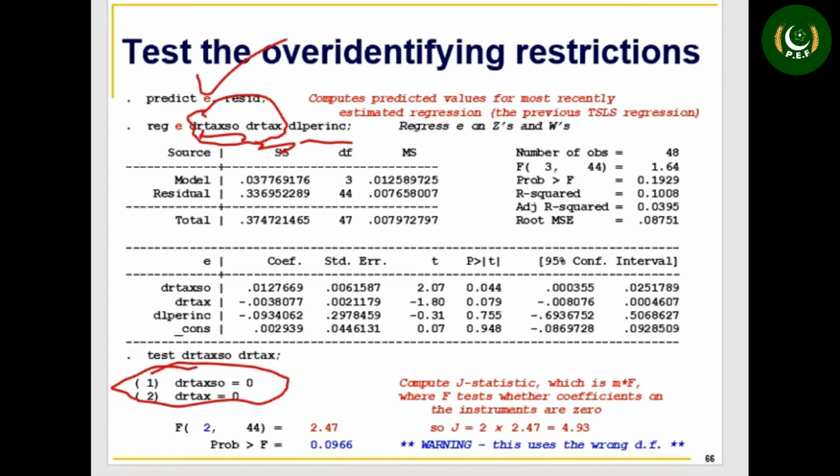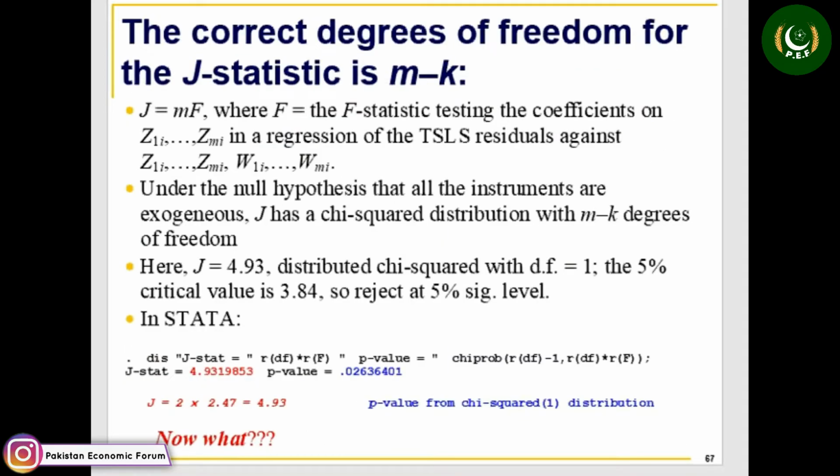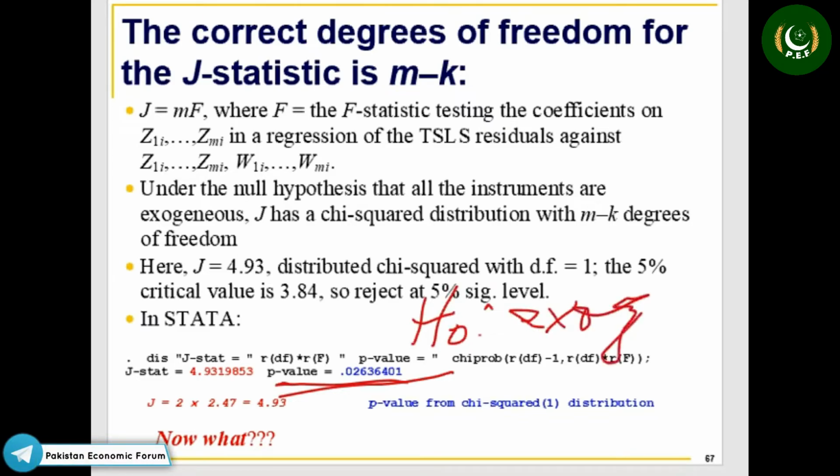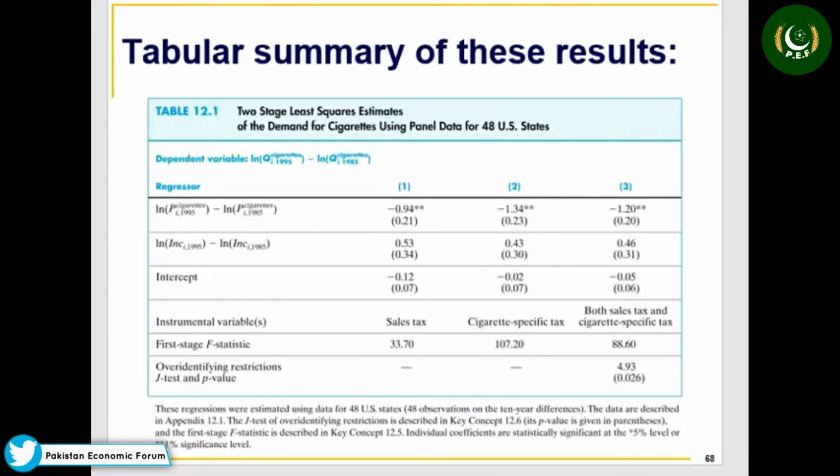So here you have 0.026, 0.096. Basically, this is slightly different, but here we reject the hypothesis of exogeneity. Okay, this p-value is not valid. Yes, this is the valid p-value. So we reject the null hypothesis that instruments are exogenous. So it means either sales tax is not exogenous or cigarette specific tax is not exogenous, or both are not exogenous.